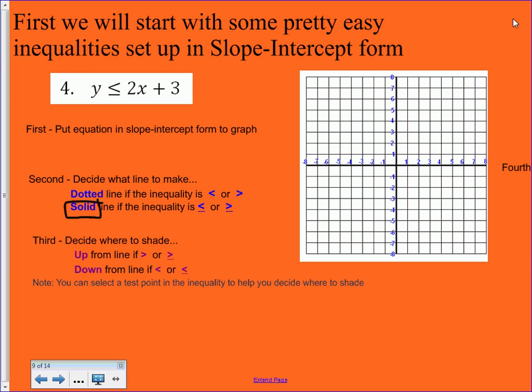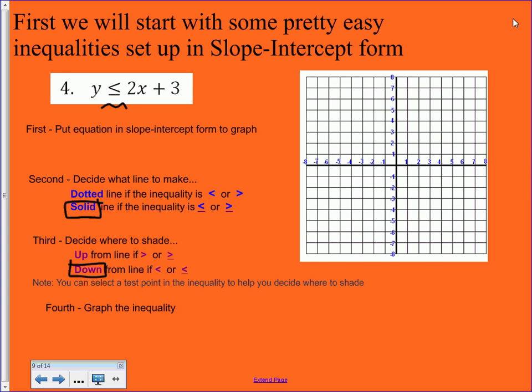You could also just pick a point and test it and see if it works. That's another option. But I like to just figure out if I need to shade up or down. So it looks like for this one, I need to shade down. Look at number 4. The alligator is facing away from the y. It's not eating the y. So I need to shade down for number 4.